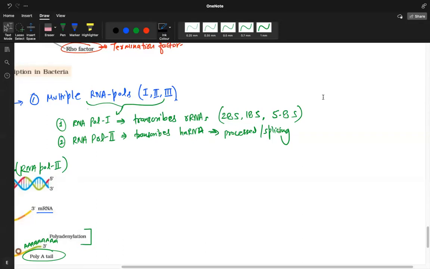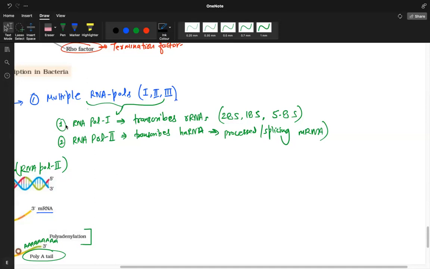One is capping, then tailing, and then splicing. So processed or spliced is formed mRNA. So in the options, suppose this question comes in the entrance exam and they say that RNA pol 2 transcribes, and in the options there is no mRNA. So the options are rRNA, tRNA, hnRNA, none of the above.